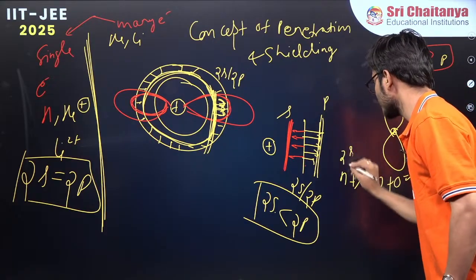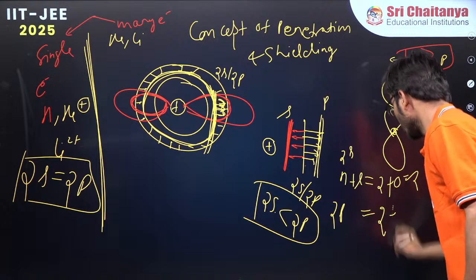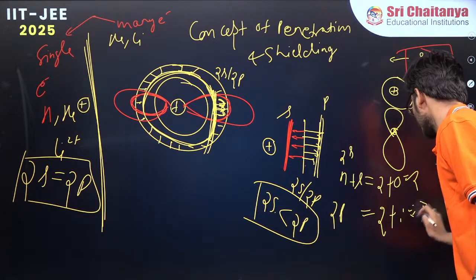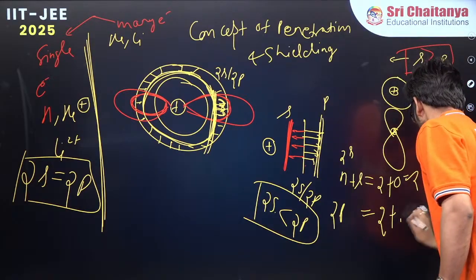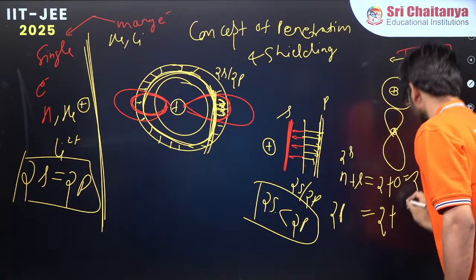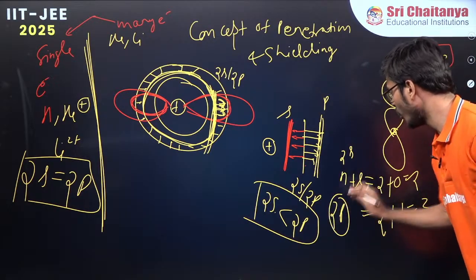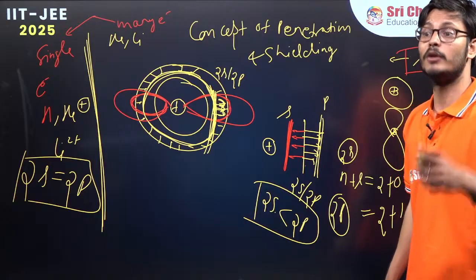This is for 2s. For 2p, what is the n plus l value? The n value is 2. For p, the l value is 1. So it is equal to 3. 2 plus 1 is equal to 3. So which is having more energy, 2p or 2s? 2p, because the n plus l value is more.